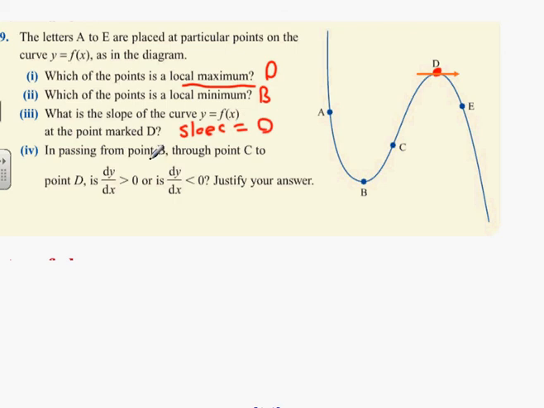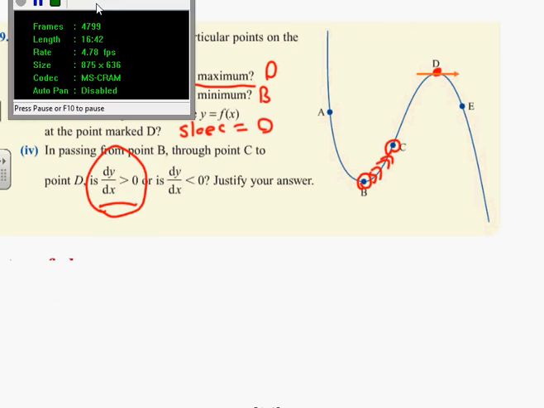In passing from point B through to point C, so you see B here and C here, is dy/dx bigger than 0 or is dy/dx less than 0? Justify your answer. So, do you go up from B to C or down from B to C? Up. What's that mean about your slope? It's bigger than 0. And what's that mean about your first derivative? Bigger than 0. So there you go. That's your answer. Slope is bigger than 0 because it's on its way up. Hence the first derivative is bigger than 0. Okay.